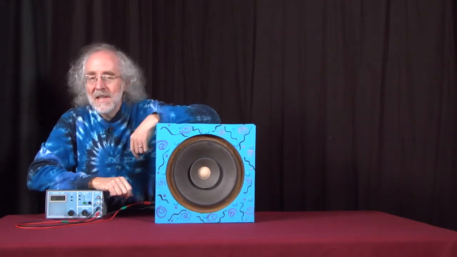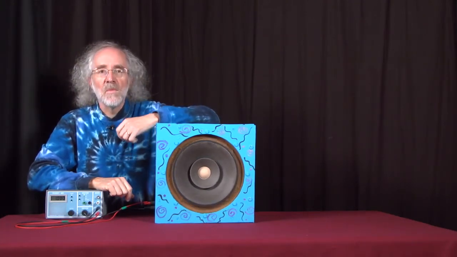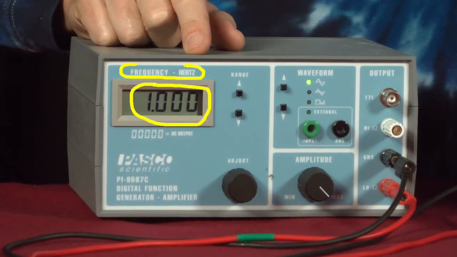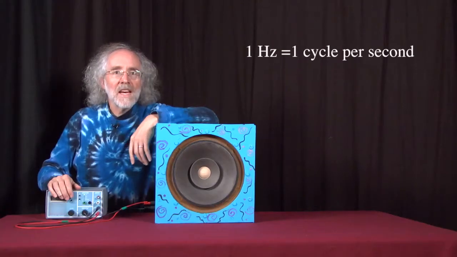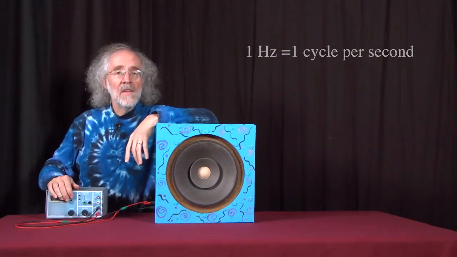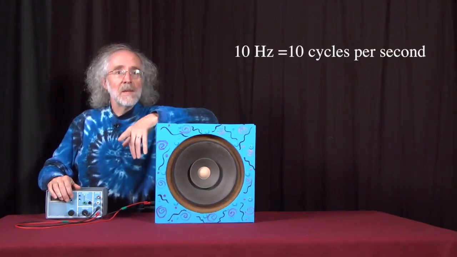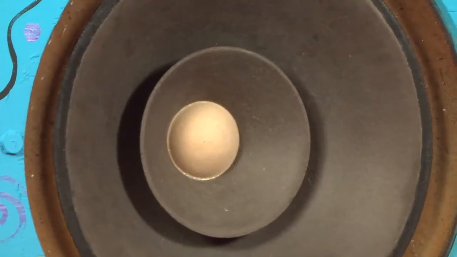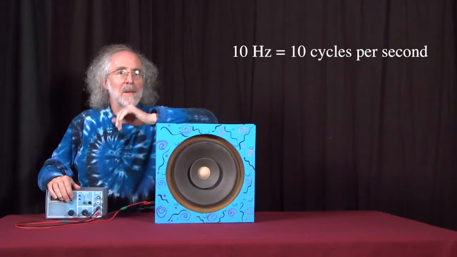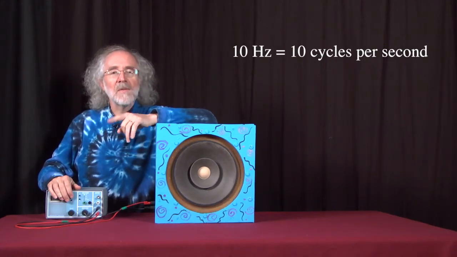And you don't hear it because this is oscillating back and forth at 1 hertz, 1 cycle per second. So 1 cycle per second, you don't hear. If I go to 10 cycles per second, the motion's a lot faster. It's almost too fast to see. And I'm starting to hear the puffs of air which come off that, but I'm not quite hearing the tone.